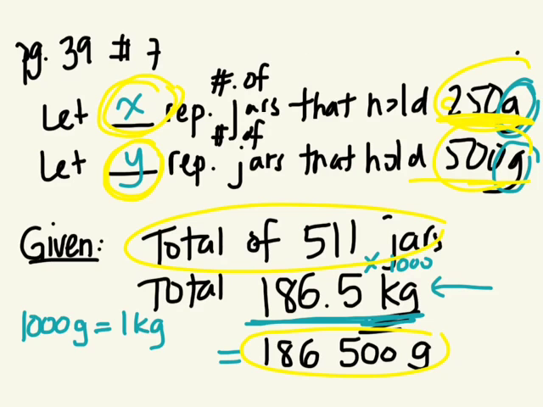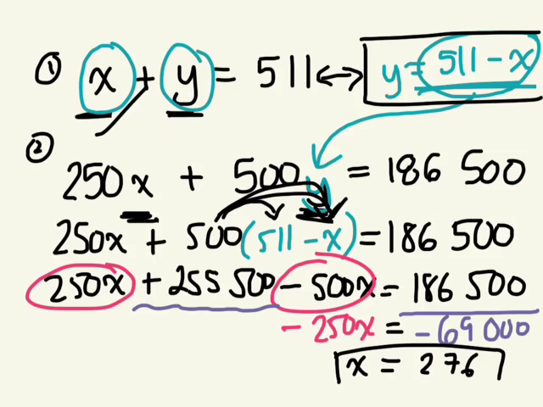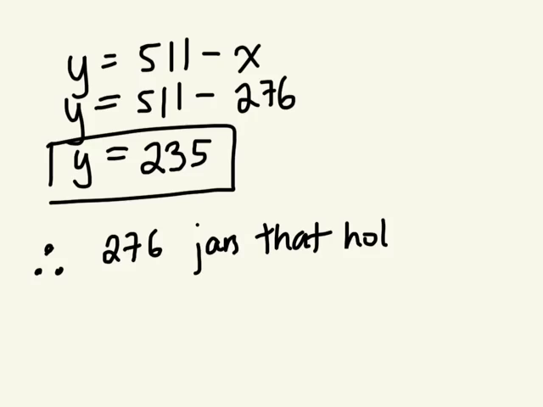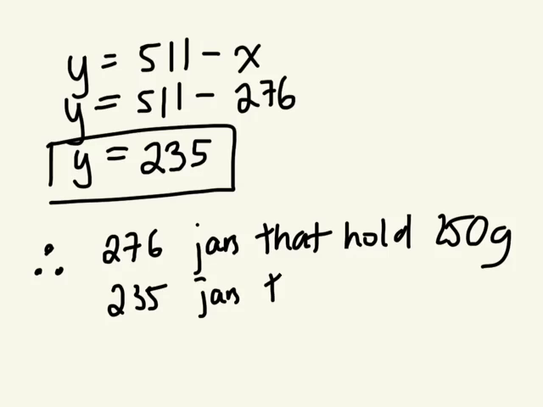Go back to your original statements. X is the number of jars that hold 250 grams, and y is the number of jars that hold 500 grams. So now we can answer that question. He has 276 jars that hold 250 grams of almond butter, and then he has 235 jars that hold 500 grams of almond butter.